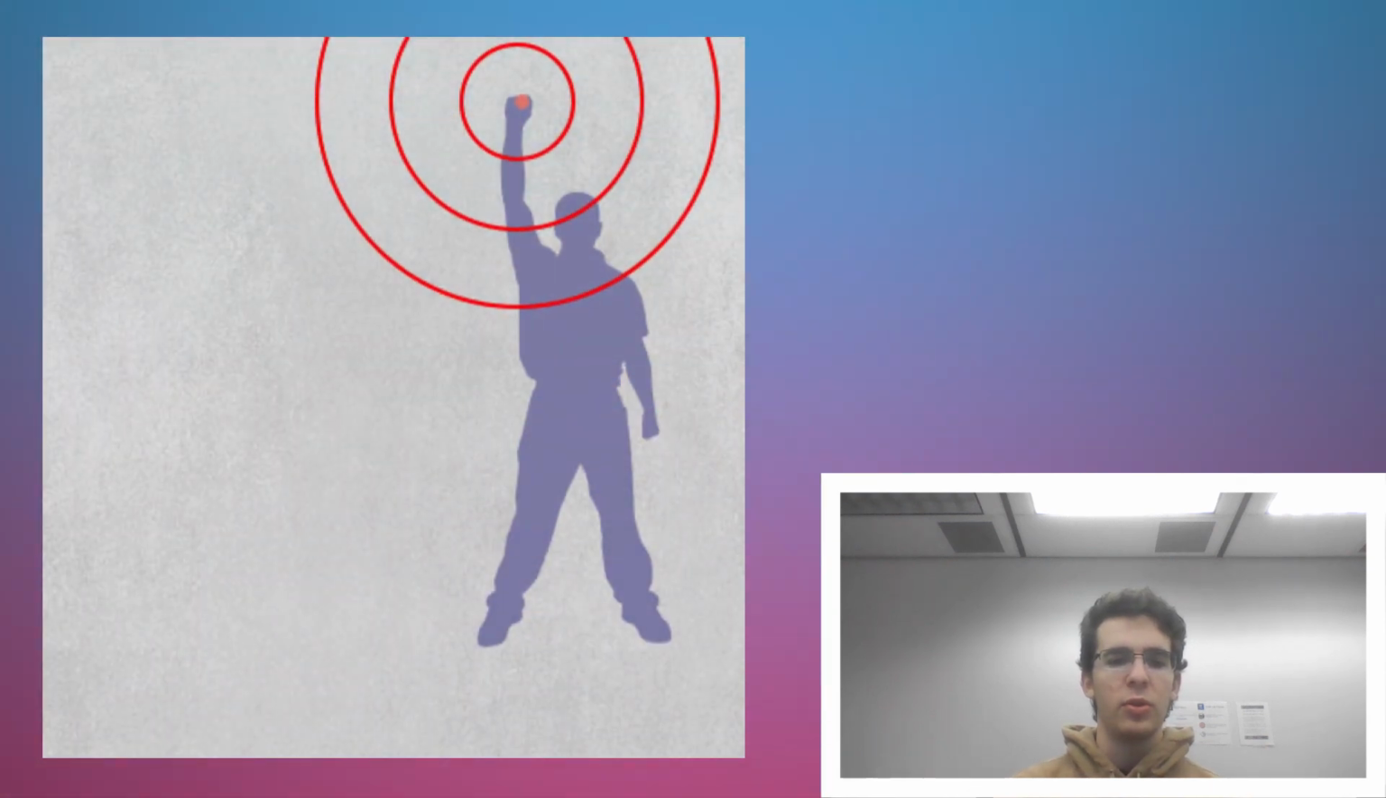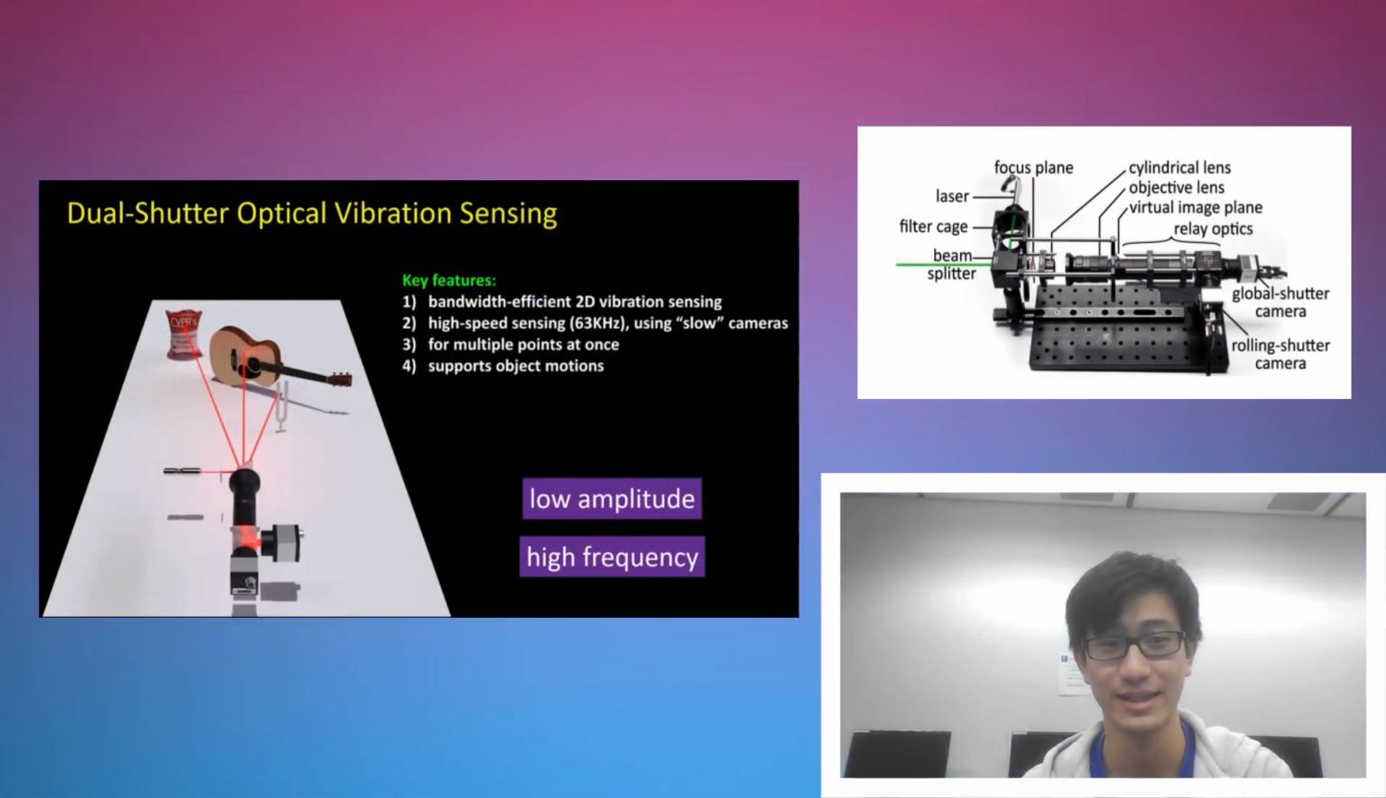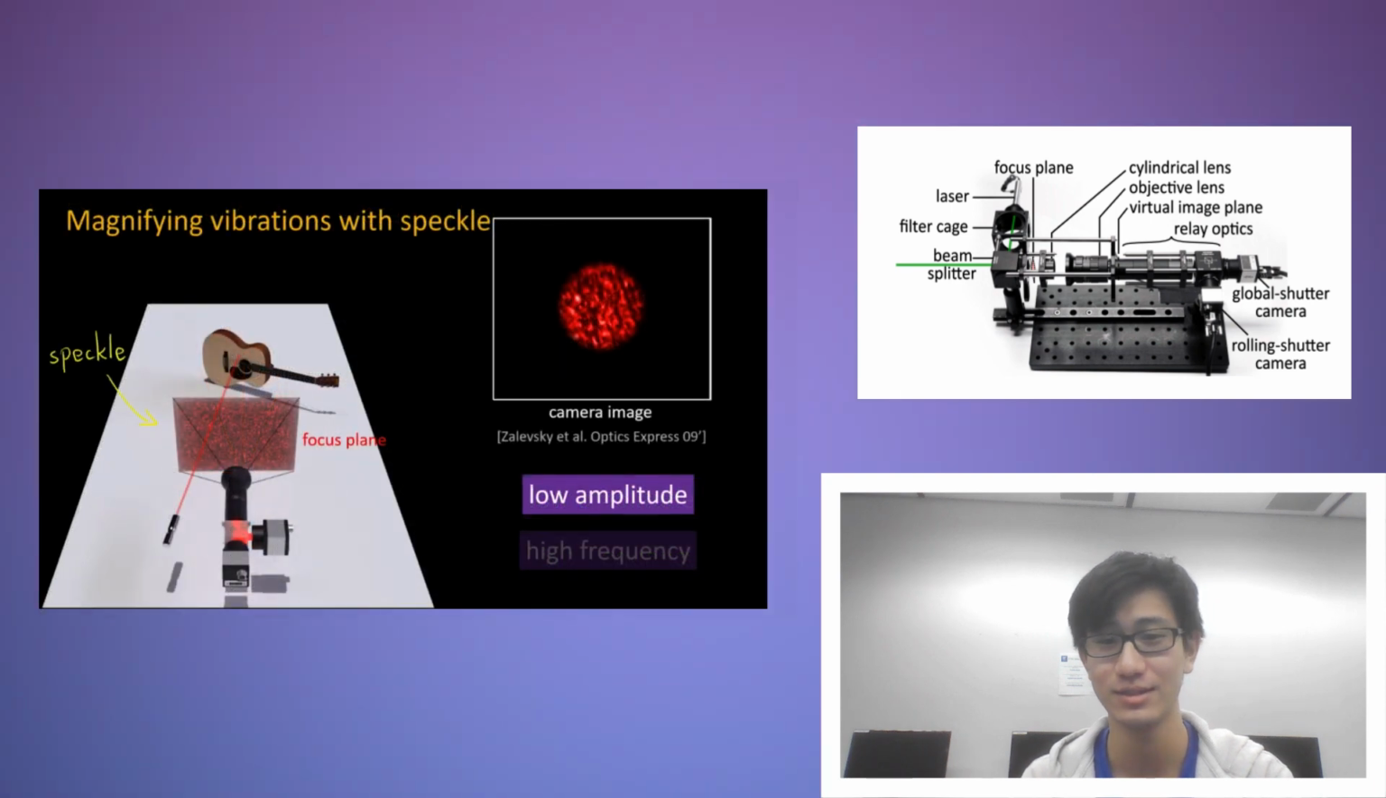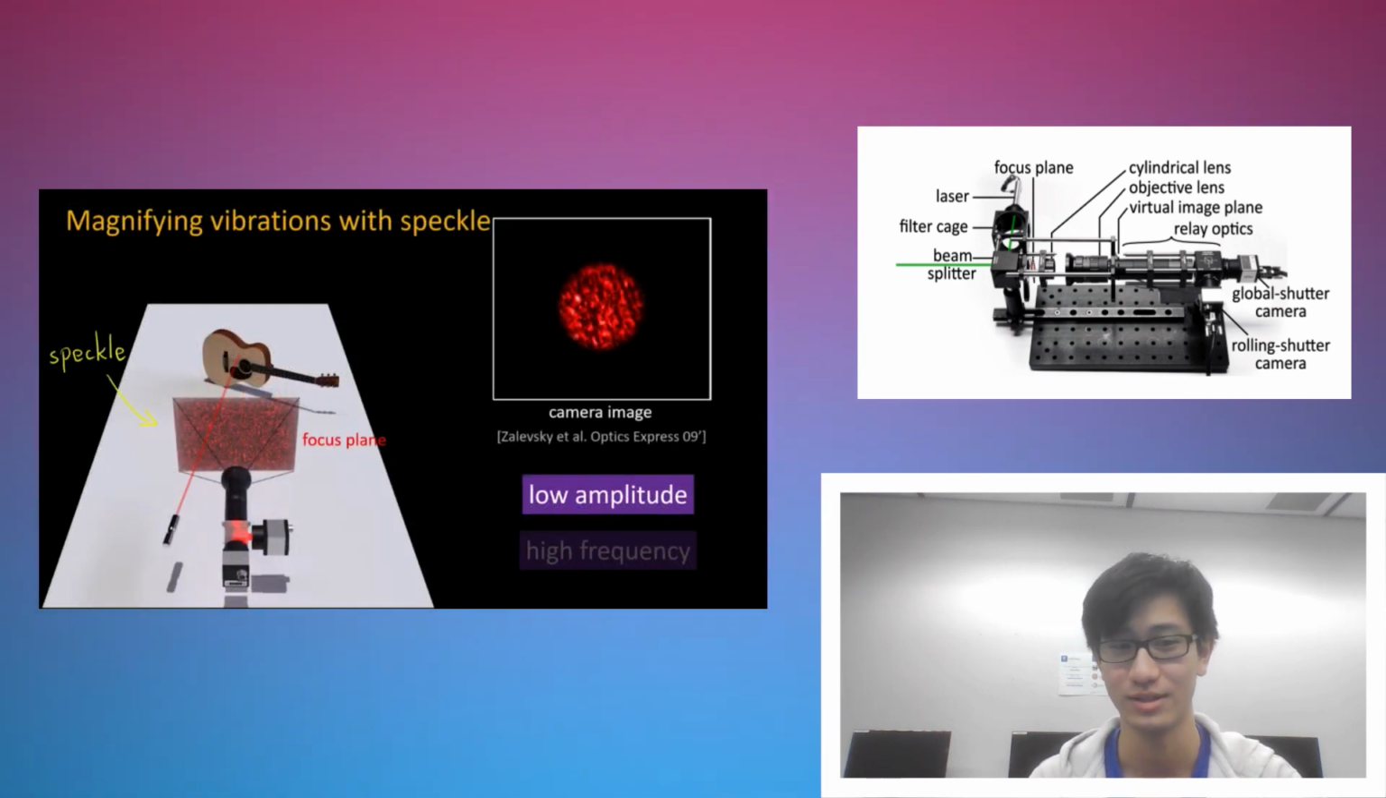However, these effects are usually too subtle to be perceived with our eyes or the vast majority of cameras. Now, in order to detect the extremely subtle impact ripples, this paper builds on top of another paper about a dual shutter camera system for speckle-based vibrometry. It uses a laser and two cameras, one with a rolling shutter and one with a global shutter, to capture speckle distortions and reference images, respectively.